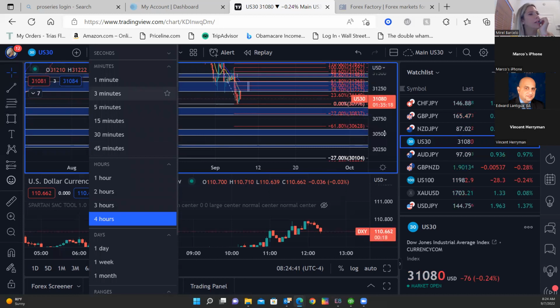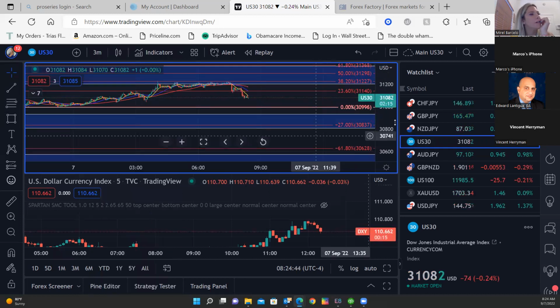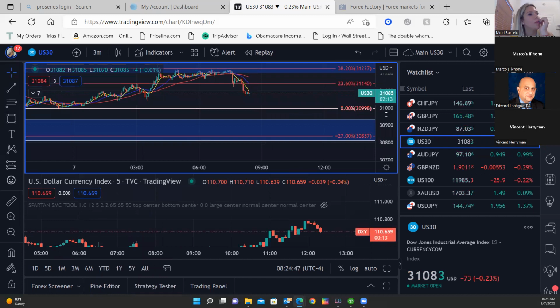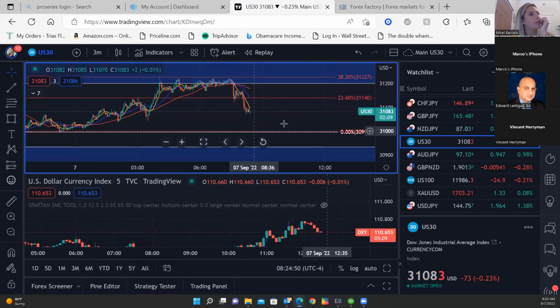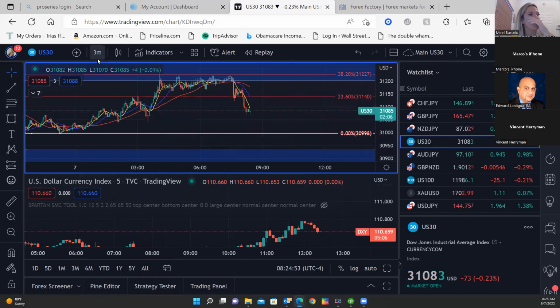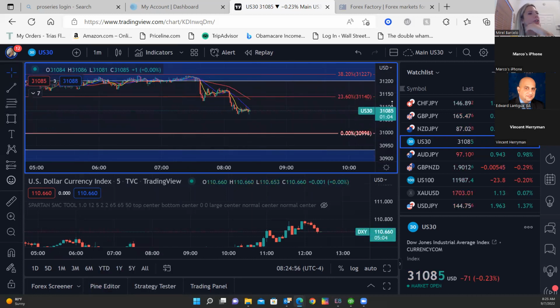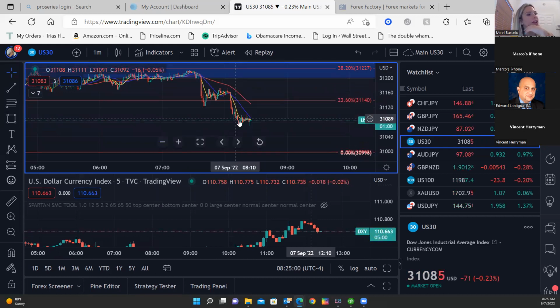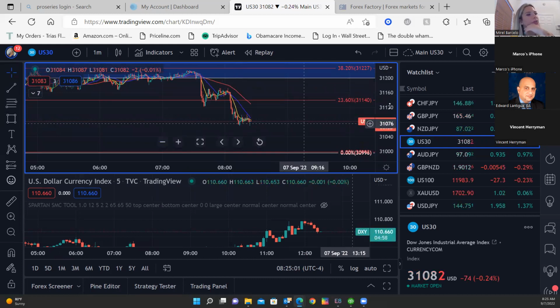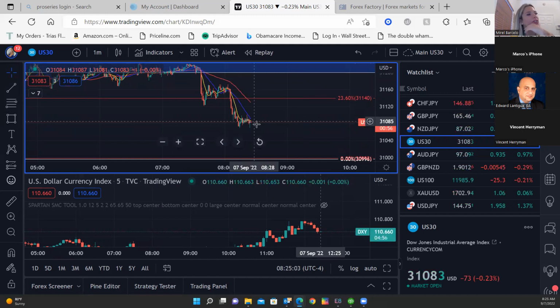So I love the 3 minutes. A lot of people hate it. I don't like the 1 minute. The 1 minute is neurotic because it changes even faster. I go to the 1 minute when I'm getting impatient and wondering what the hell is going on. Each candle is 1 minute, so it changes fast. You see boom, boom, super quick.